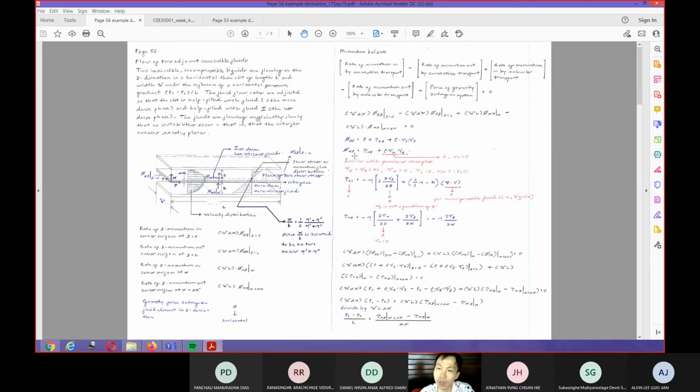So the velocity has one direction, and the direction of the velocity will be equal to the direction of the momentum. But the momentum can be transported in a direction that is different from the momentum direction itself. That's why we have a term called a tensor.